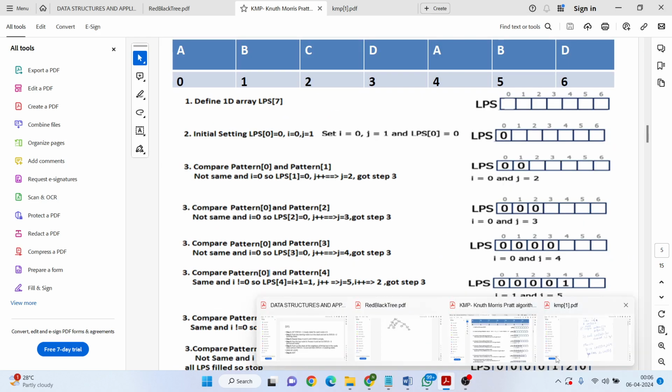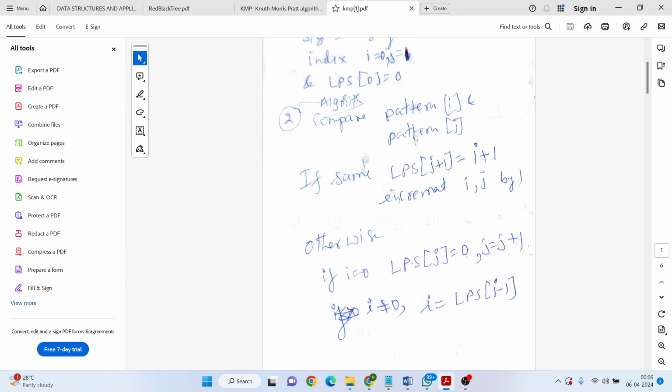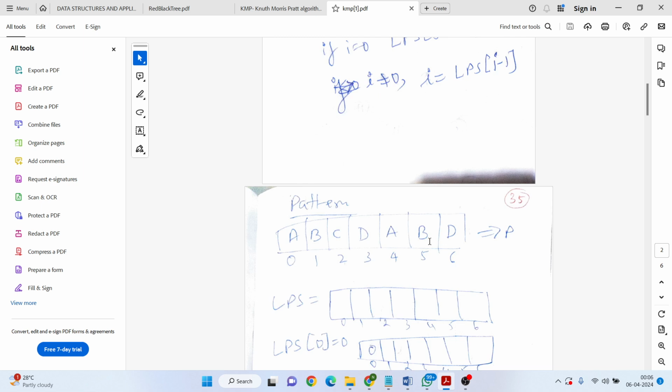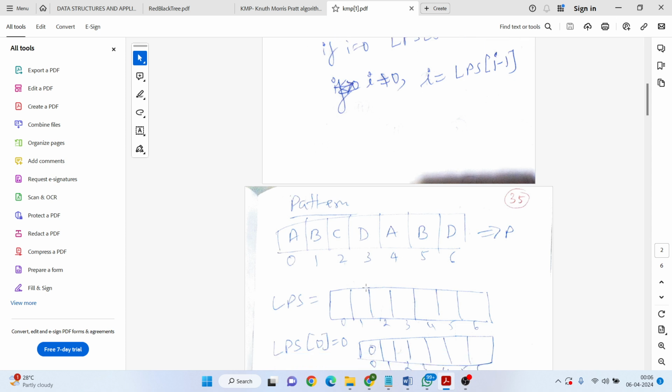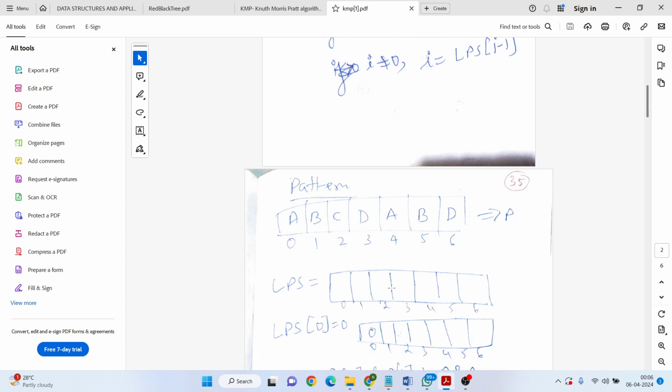Now we'll solve one problem. Let us take this as the pattern: A, B, C, D, A, B, D. The size of this pattern is 7 characters. So I have to initialize a one-dimensional array of size 7 because I'm going to put the lengths. Right now LPS value is 0. As per the algorithm we have to put 0 here.